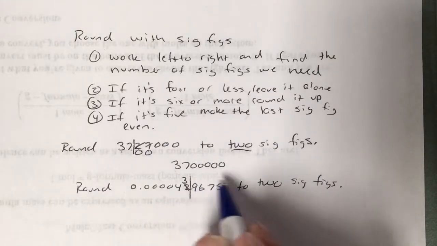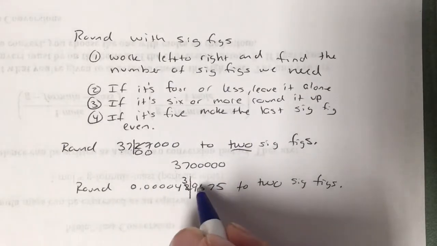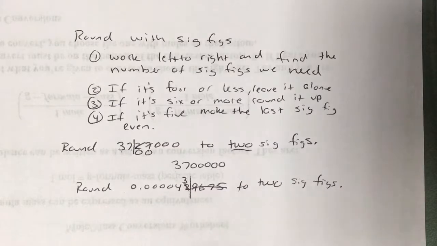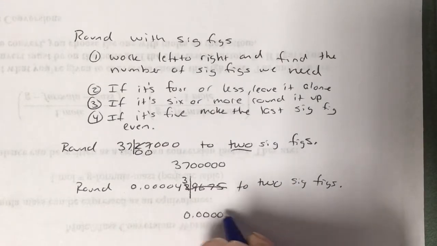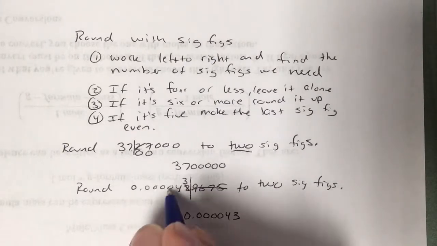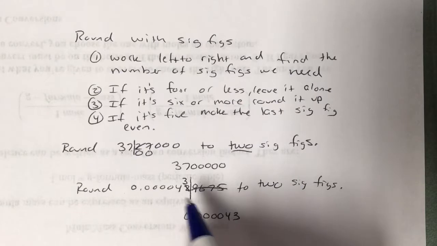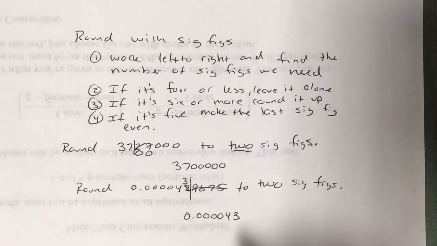Now what to do with all this stuff? This stuff is to the right of the decimal point. And if it's to the right of the decimal point, you just drop it. So this would be 0.0000043. All these zeros have to stay to hold the place values. 1, 2, 3, 4, 5. The 4 is the 5th number after the decimal point. It has to stay the 5th number after the decimal point.